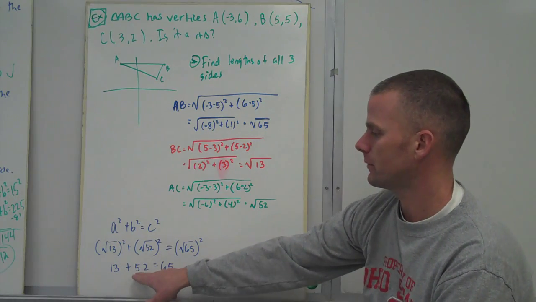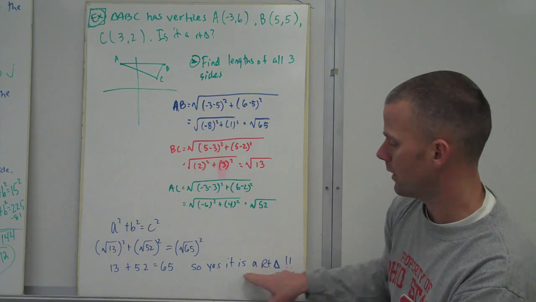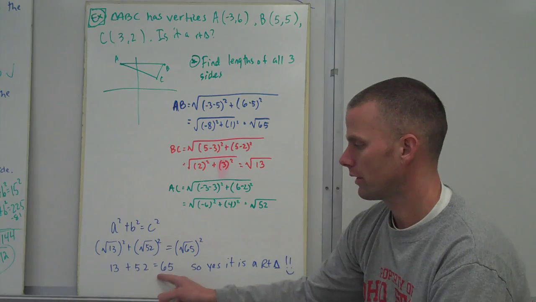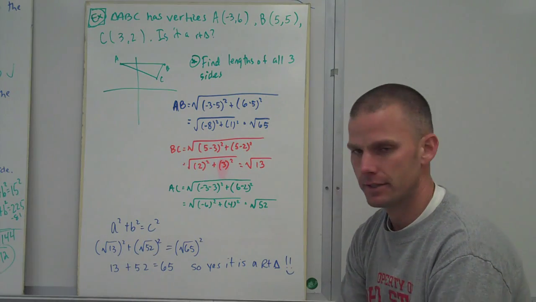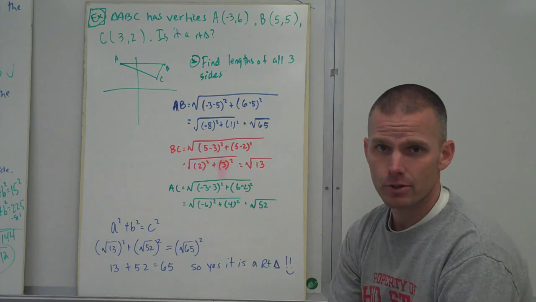So I've got 13 plus 52, that does equal 65, which is good, because that tells me that my triangle is a right triangle. Again, if the 2 sides were not equal to each other, then it's not a right triangle. So that's pretty much the notes for section 7.2.